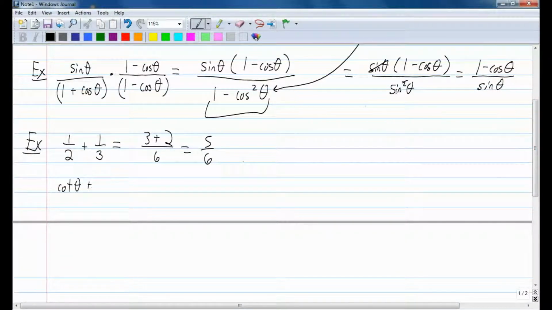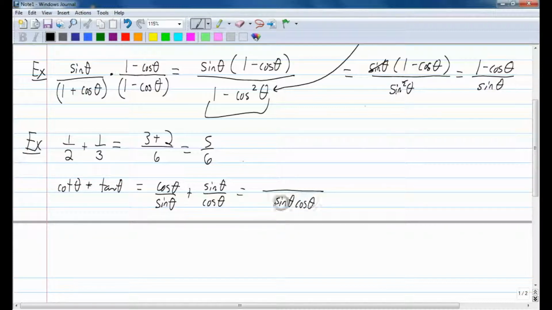Well, let's say that I had cotangent theta plus tangent theta. If this was my expression and I was trying to rewrite it in some way, then what I would want to do is first I would make cotangent theta cosine theta over sine theta, and I would make tangent theta sine theta over cosine theta. Alright, we can write this in a different way by getting a common denominator. The common denominator is going to be the product of these two denominators. So my common denominator is sine theta times cosine theta.